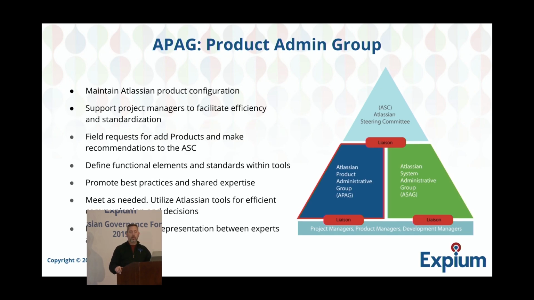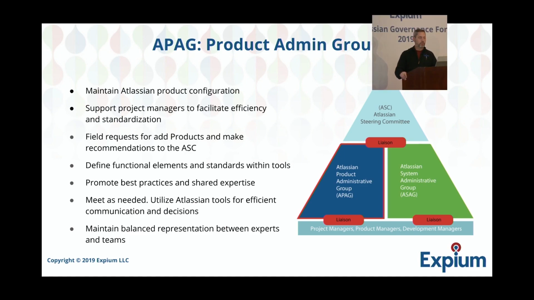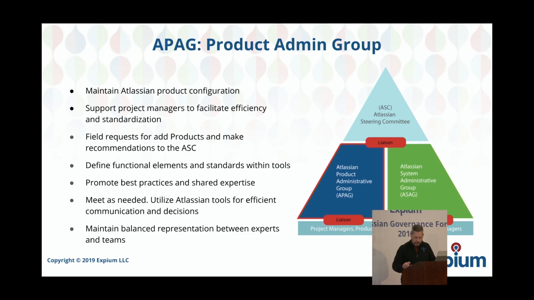Product admin group. Your product admin groups are going to be your experts in the product itself. These are the people that love to go to Summit, and these are the people that love to call up Joe and harass him and all kinds of other things. But basically, the product admin group, their purpose is going to be the Atlassian products, specifically around the organization and the control around the Atlassian products.